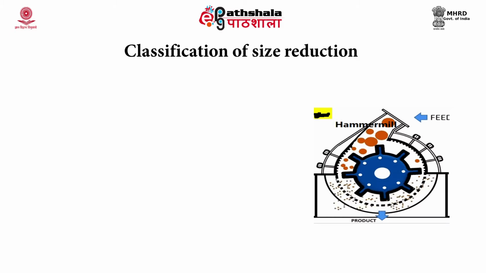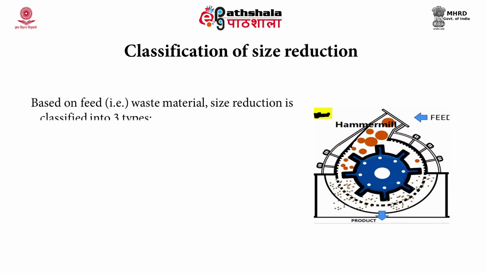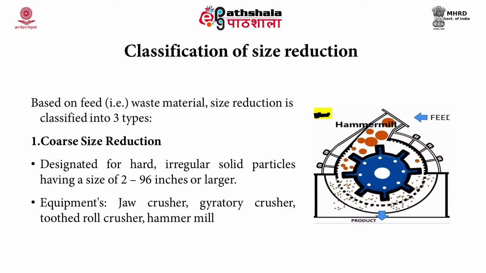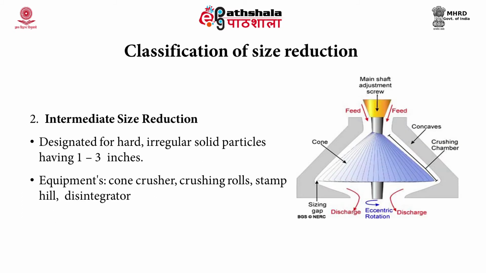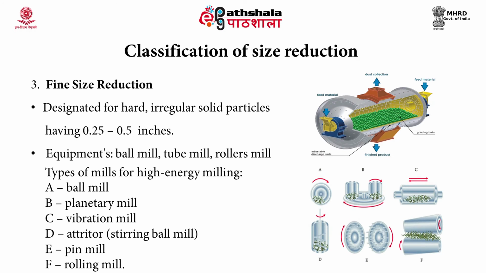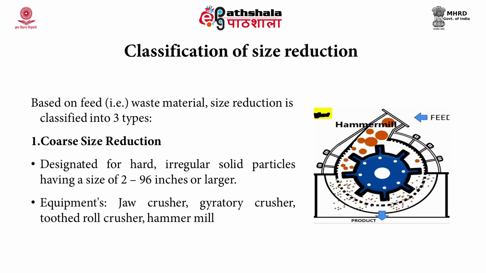Now, let's look into the classification of size reduction. Size reduction is classified into three types. One, coarse size reduction. Second, intermediate size reduction. And the third one, fine size reduction. Coarse size reduction is designated for hard, irregular, solid particles having a size in the range of 2 to 96 inches or larger than that. The major equipments used for coarse size reduction include jaw crusher, gyratory crusher, toothed roll crusher, and hammer mills.